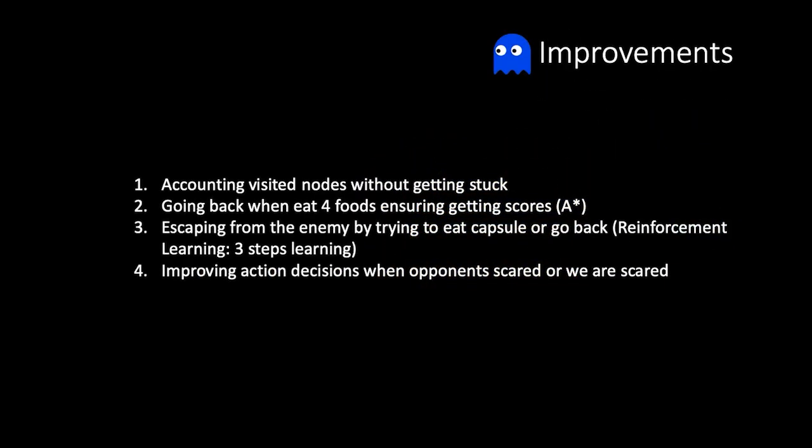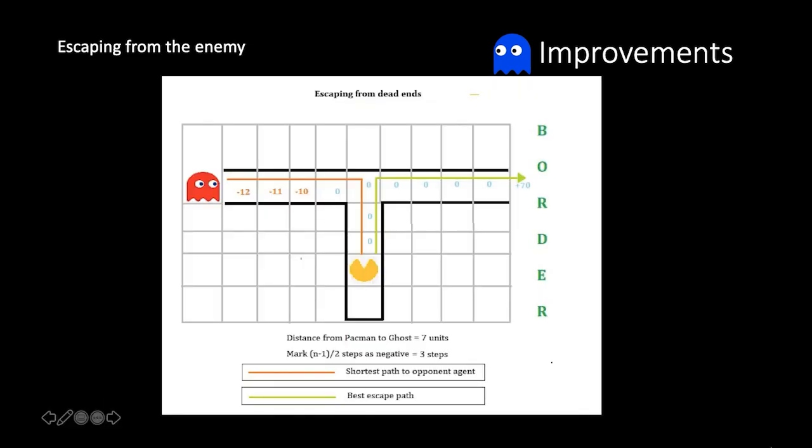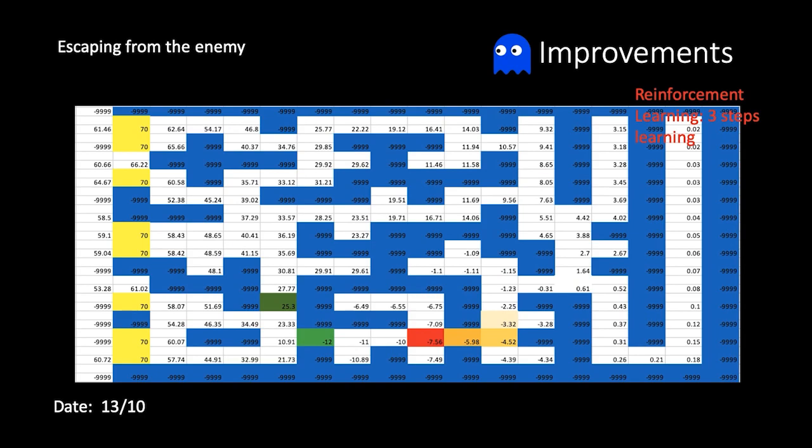The following improvements have been made. Within enemy territory, the A-star paths to our enemies are marked with negative rewards. In certain scenarios, the best way to escape might also lead us closer to the opponent. To ensure we do not discard this path, big negative rewards are given to nodes closer to the opponent, in a range of (n-1)/2. Thus, our Q table is updated through value iteration.